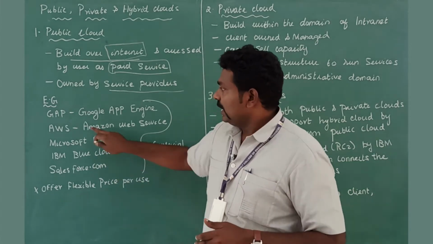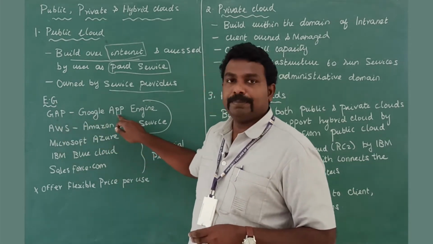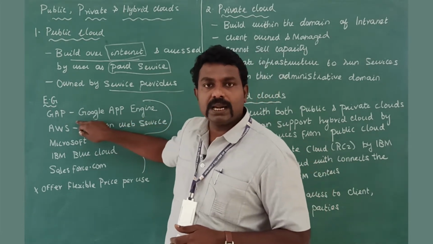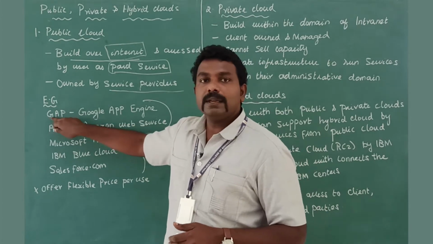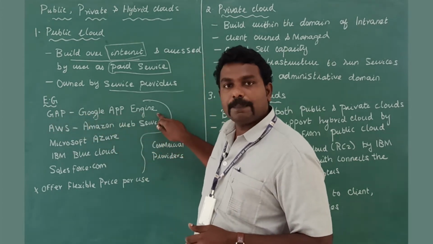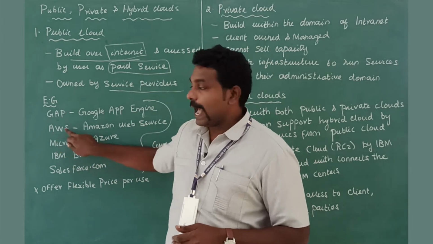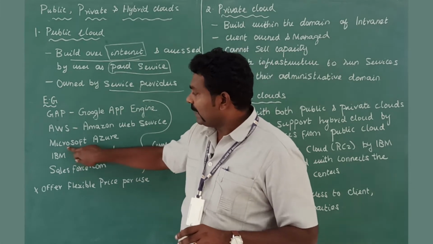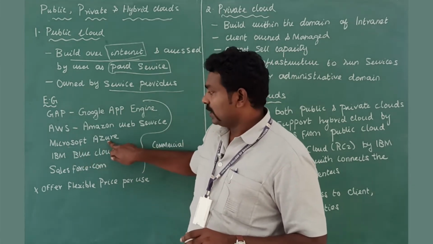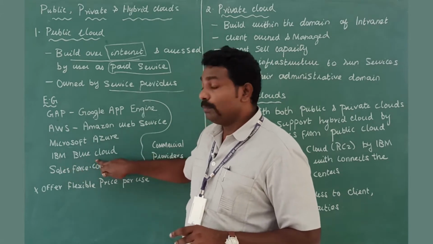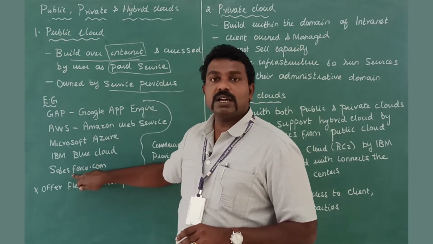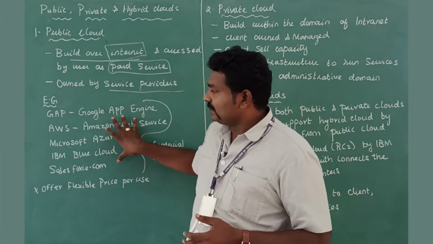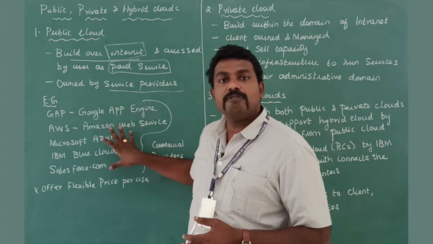For example, GAE, that is Google App Engine. You have to remember this, as we are going to do an exercise with Google App Engine in our lab. It is a public cloud. Then AWS, Amazon Web Services, is also a public cloud. Then Microsoft has a cloud like Azure. IBM has a cloud like Blue Cloud. Salesforce.com has a cloud like Force.com. All these 5 examples are examples of public cloud.